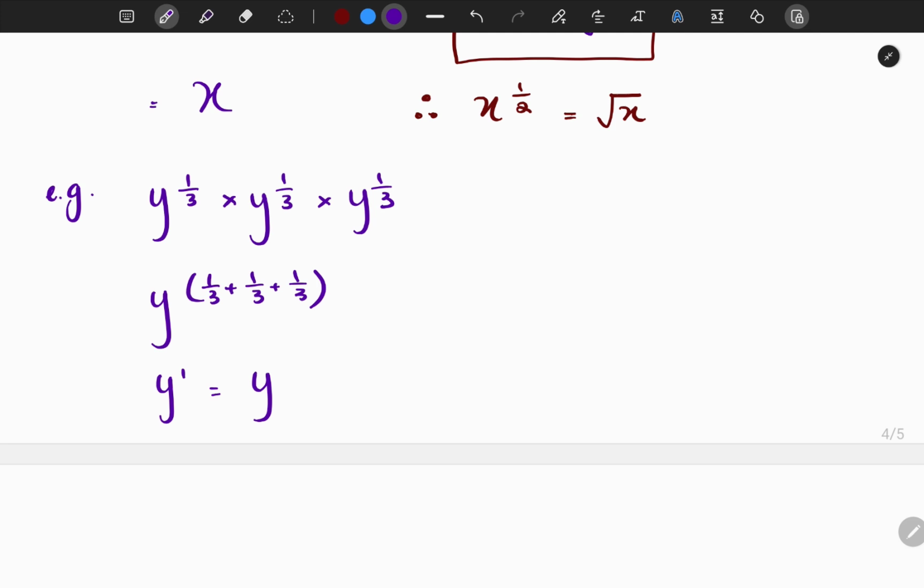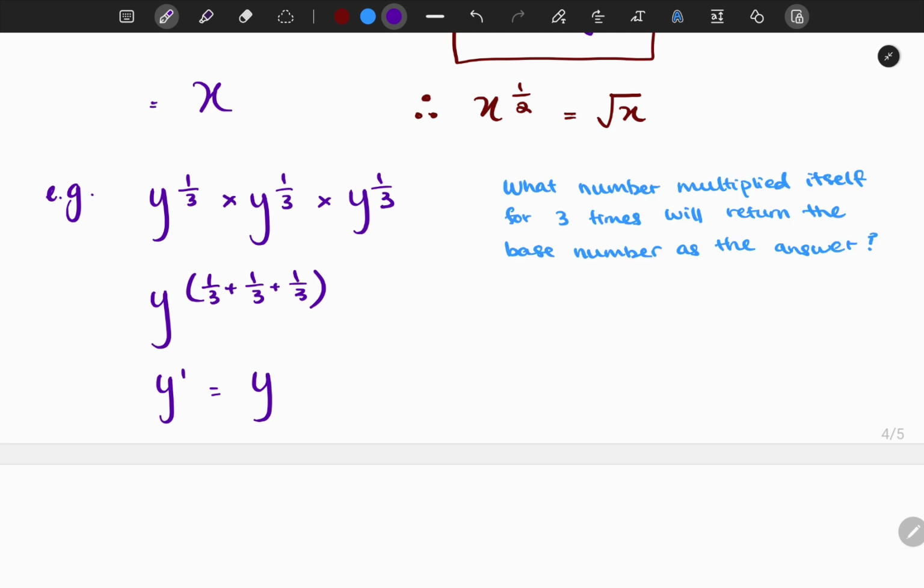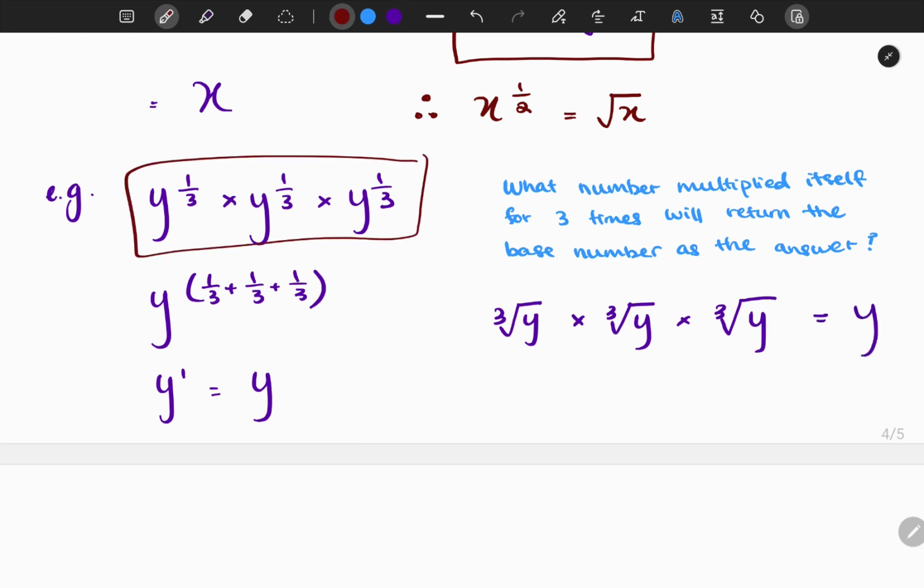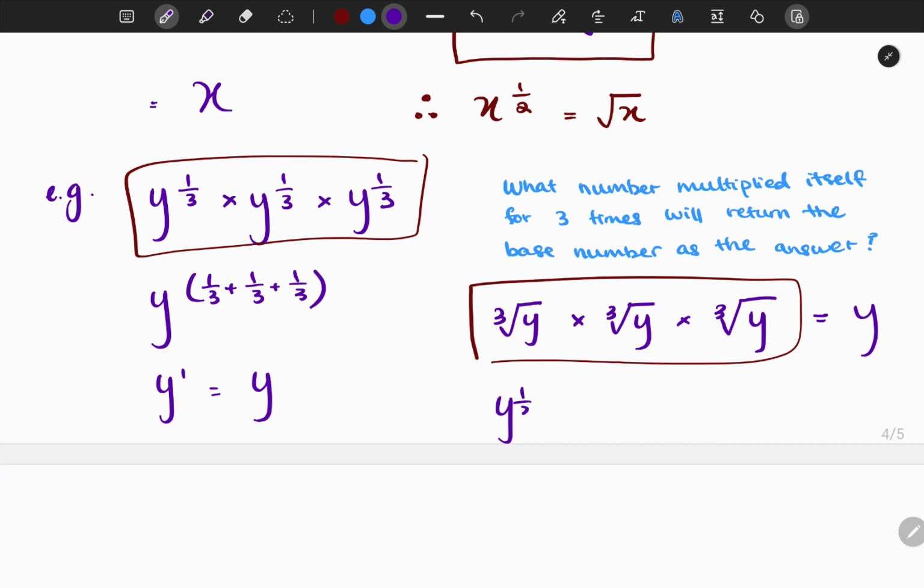And then we ask ourselves again, what is a number multiplied by itself 3 times that will return the base number as the answer? That is cube root y times cube root y times cube root y, which is equals to y. And therefore, we can say y raised by the power of 1/3 is cube root y.